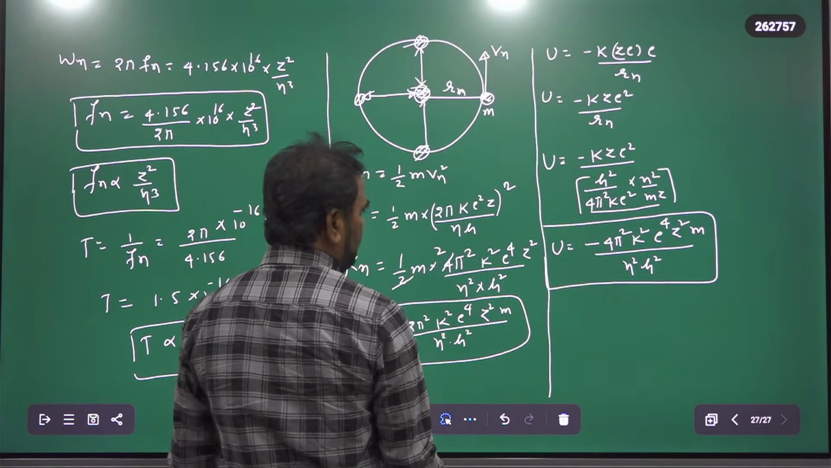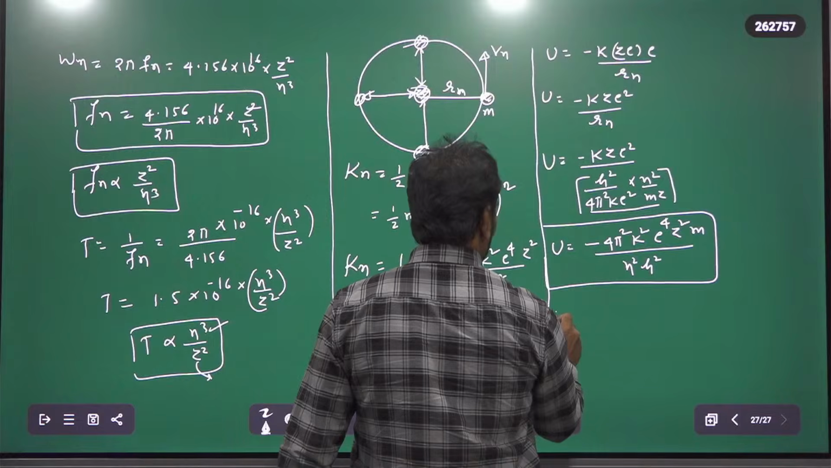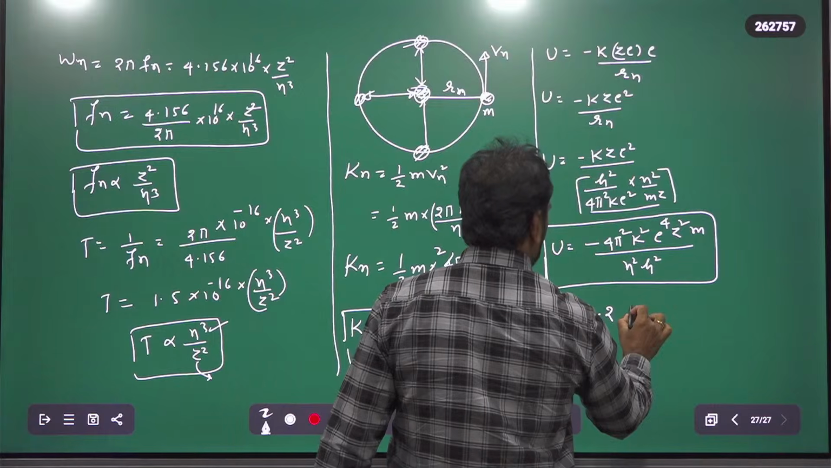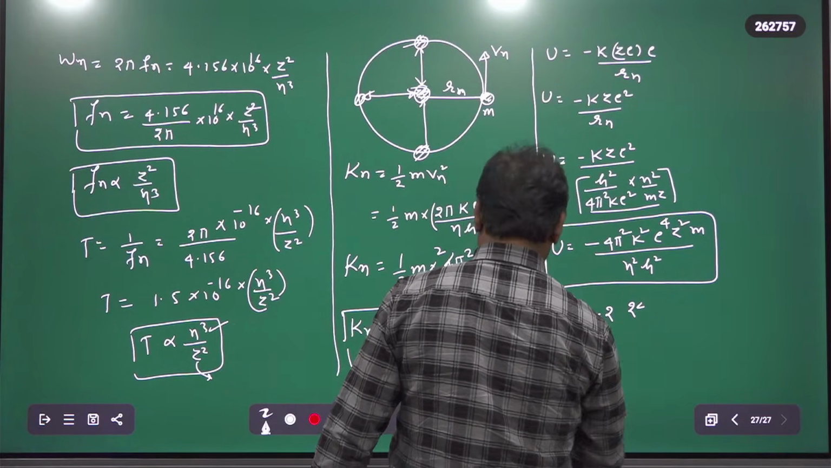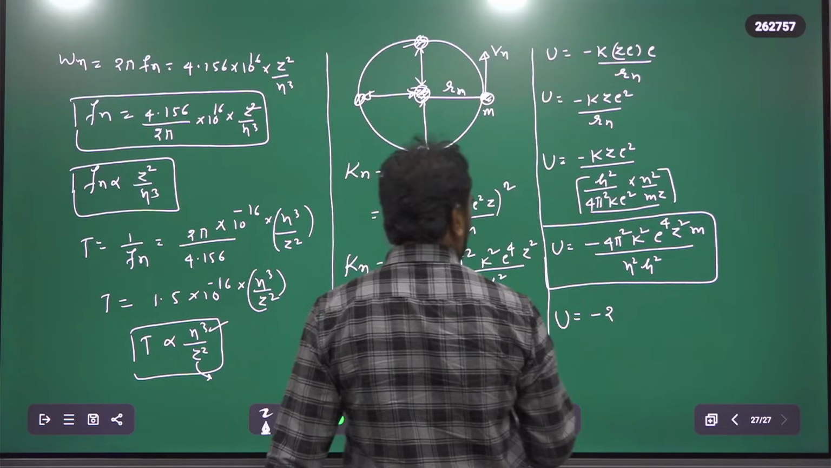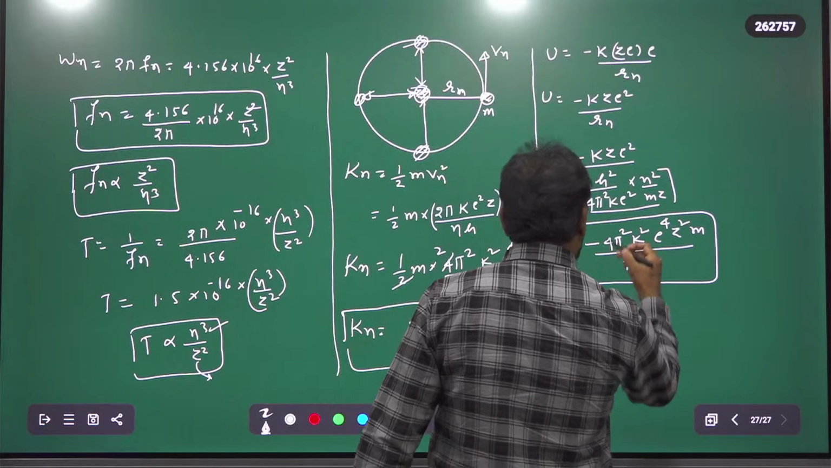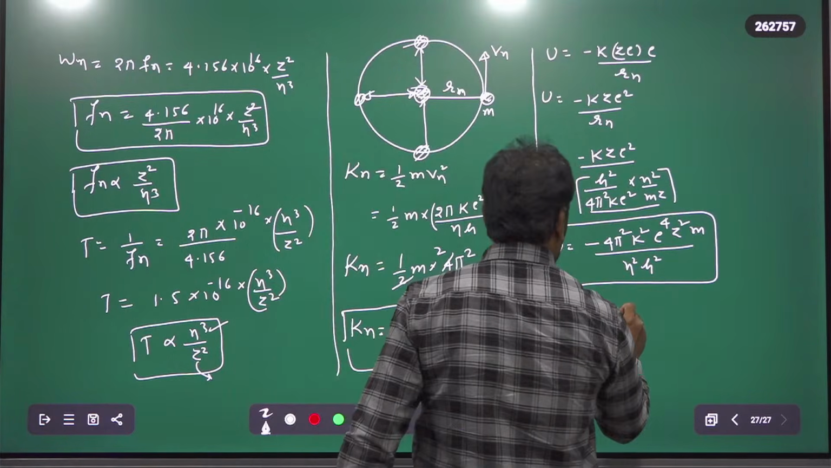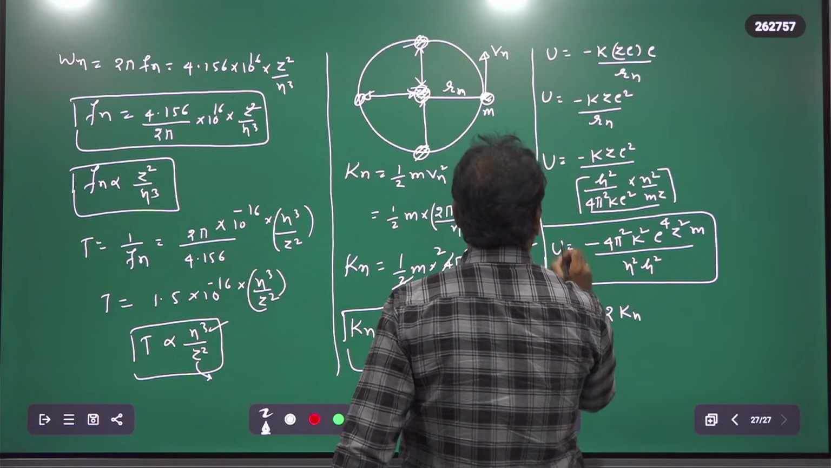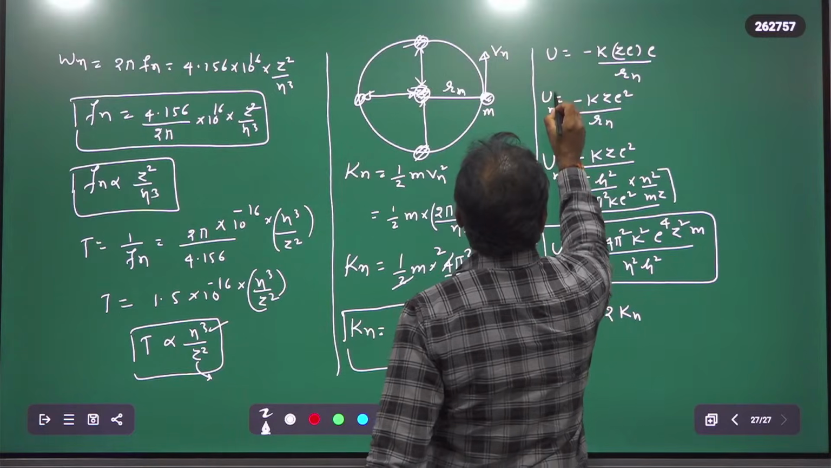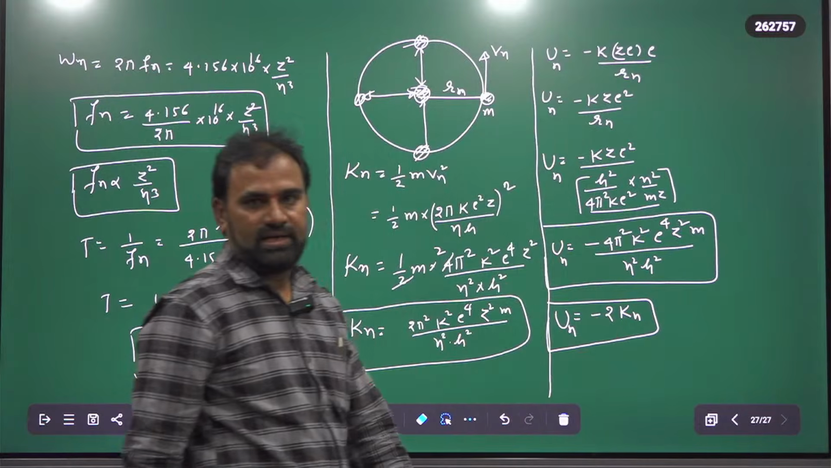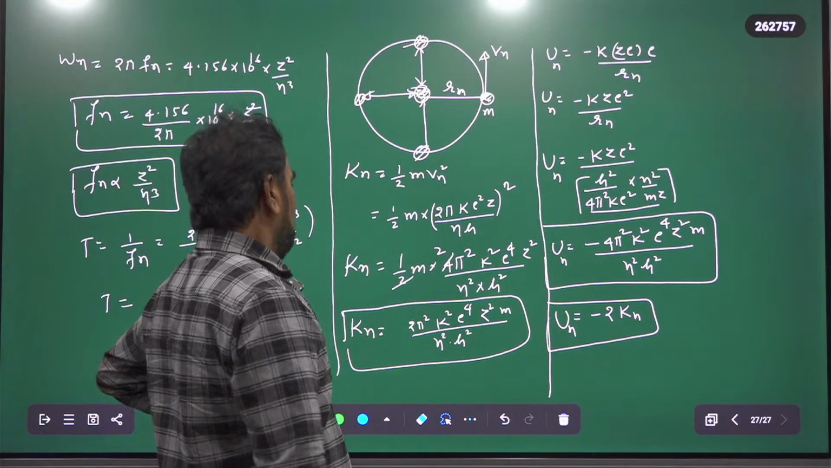The potential energy would be equal to U is equal to minus 2 into 2 pi square, 2 into this total value, that is equal to 2k. Un is equal to 2kn. Is it clear?